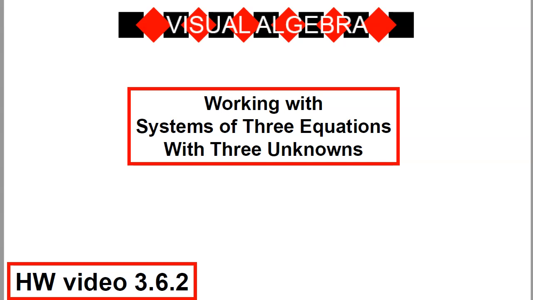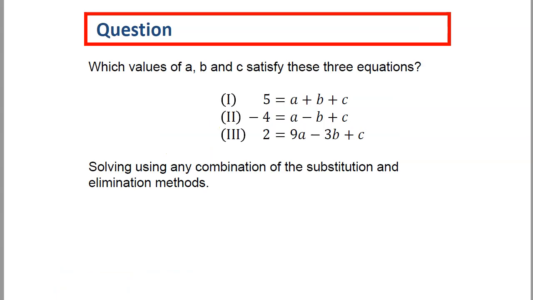In this video, we'll look at a system of 3 equations and 3 unknowns. Our question is, which values of A, B, and C satisfy these 3 equations? And we have 3 equations, each with A, B, and C in them. And we can solve using any combination of the substitution and elimination methods.